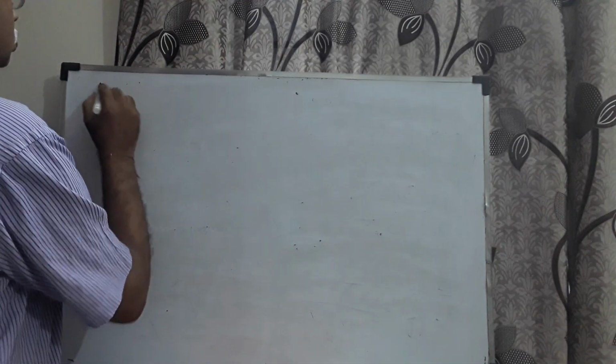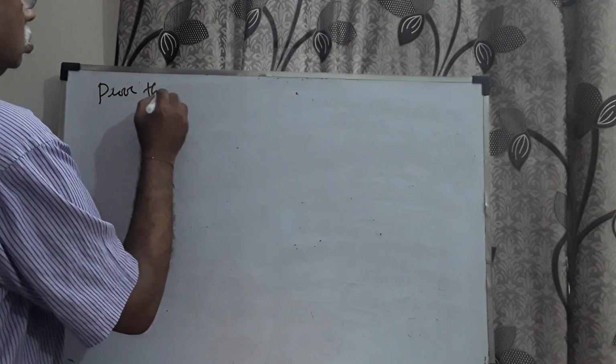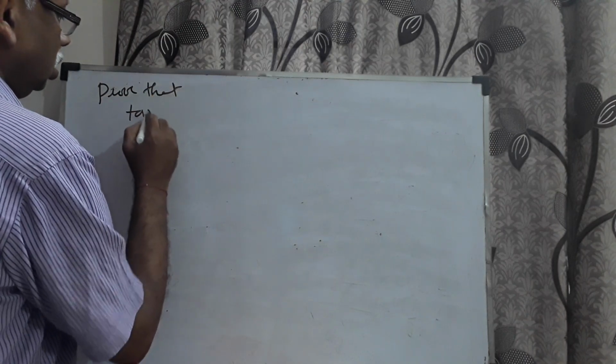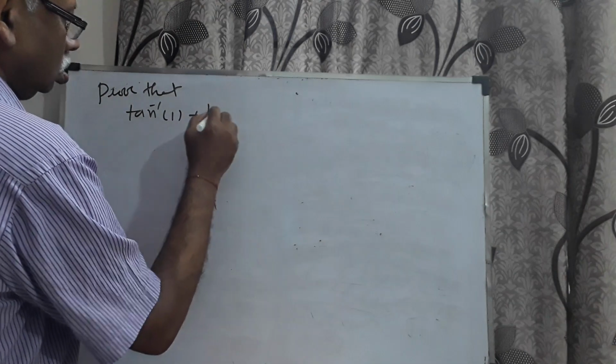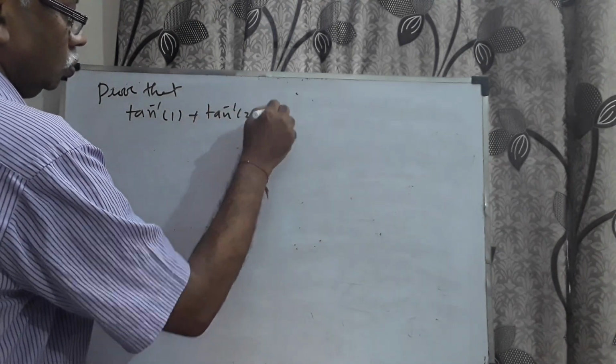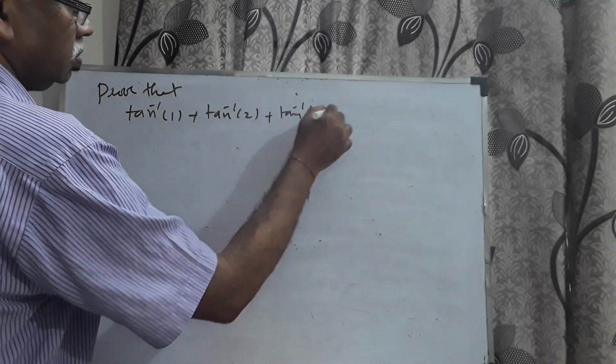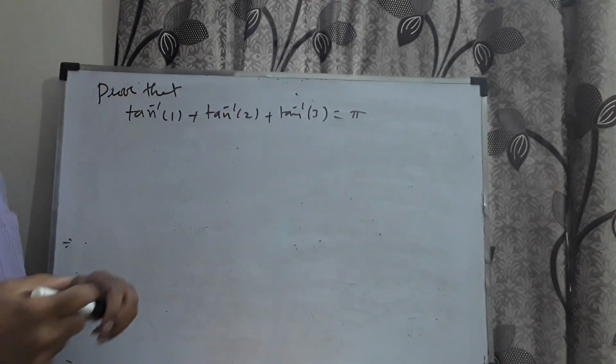Now, using these results, there is a simple proof. Prove that tan inverse 1 plus tan inverse 2 plus tan inverse 3 is equal to pi.